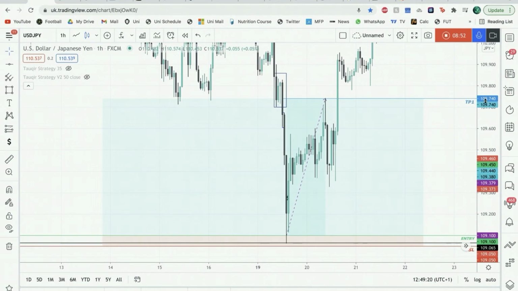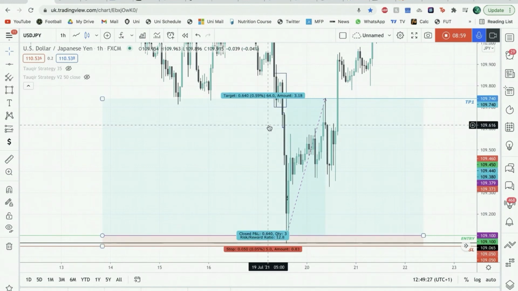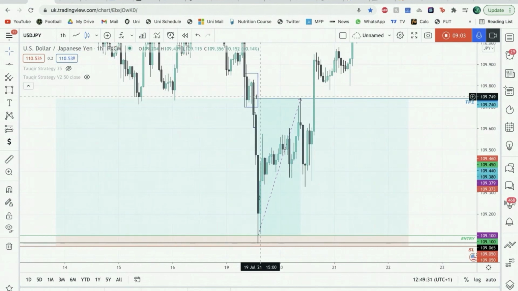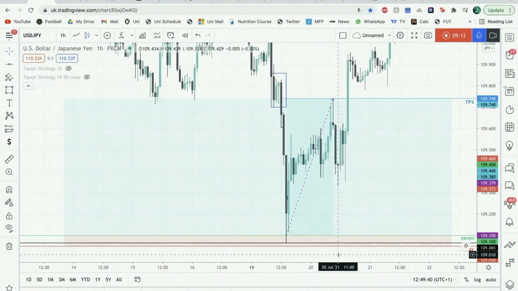Now, I took my profit at 109.74. The reason why is because there was an institutional candle here on the hourly time frame, a candle that led to the breaker structure of numerous lows over here. And I knew that a reaction there would be taking place. And as you can see, it literally does. And it's quite a pinpoint reaction according to where I took my profit. So I'm going to show you guys how I identified this take profit as well.